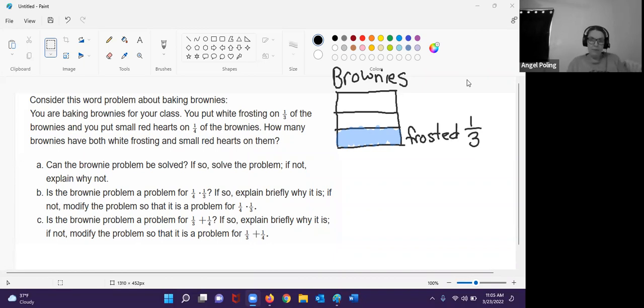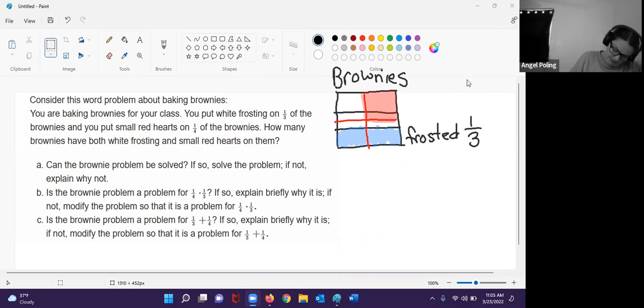And we're going to put little red hearts on a fourth of the brownies, right? But for all we know, the fourth of the brownies is on a whole different corner, right? Like we don't really know. And so for all we know, all of the hearts are in this corner.